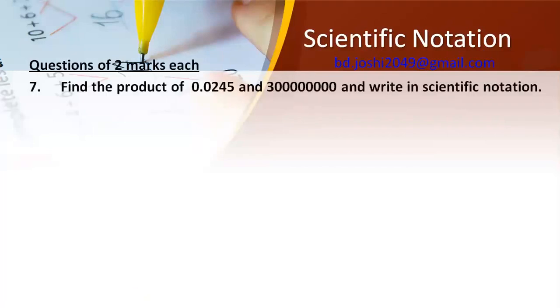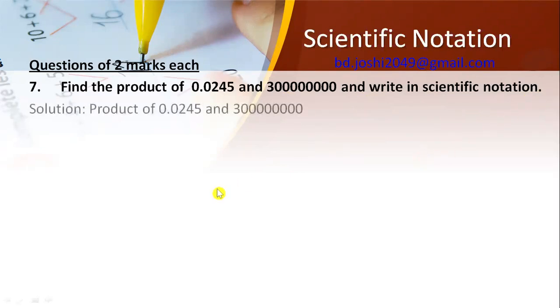We're in question number 7. Find the product of 0.0245 and 30 crore, and write it in scientific notation. So it is a simple question. We have to find the product of 0.0245 and 3, and after that there are 8 zeros.